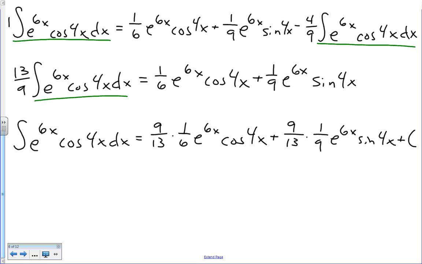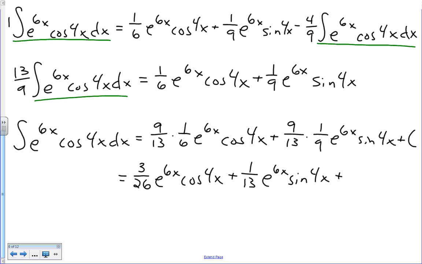And let's just simplify our constant here now. When you have 9/13 times the 1/6, they've got a factor of 3 there that you can cancel out. So you end up with 3 over 26 times e to the 6x cosine of 4x plus, the 9s will cancel out in the next one, so you have 1/13 e to the 6x sine of 4x plus c. There is our antiderivative of that function.